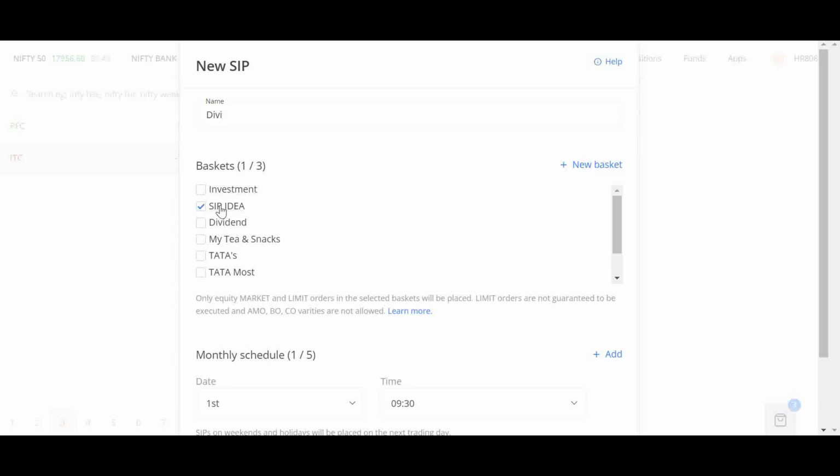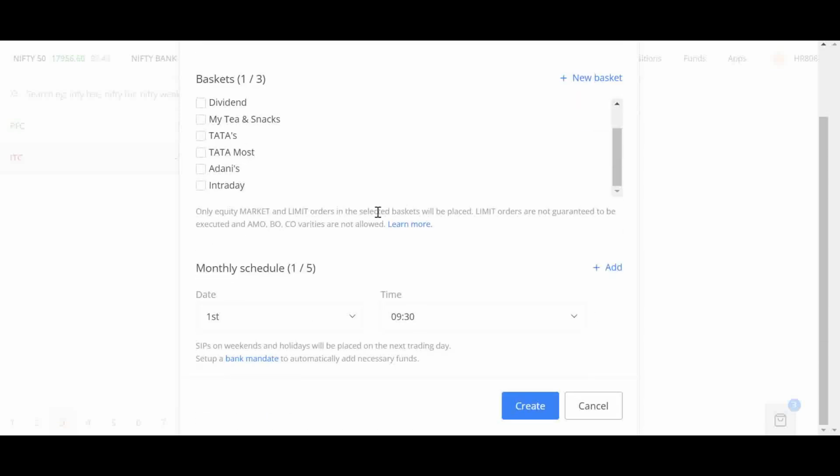I'm going to choose this basket. This basket is worth 20,000. Every month 20,000 should be in my account to use this feature, else the order will get triggered and fail or be cancelled, in case the margin is not available. The date you can also schedule. You have a monthly schedule, and that's up to you, how you are planning to invest in the stocks.